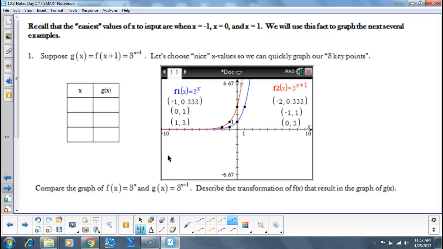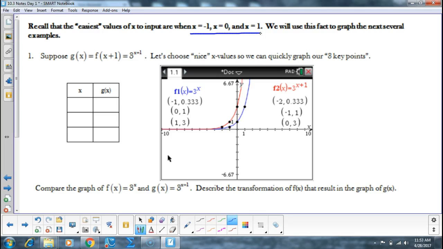Okay? So the easiest exponents to put in are the 3 exponents that we ask you to put in all the way through. It's when the exponent is -1, when the exponent is 0, and when the exponent is +1. Those are the 3 easy ones to put in, the ones that you shouldn't have to use a calculator for to figure out.